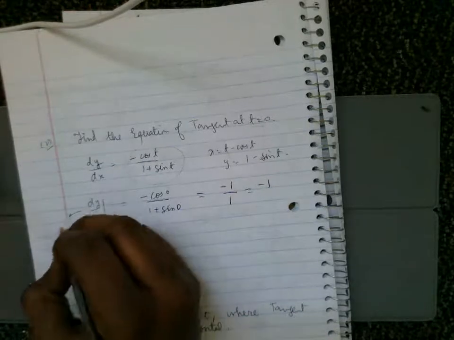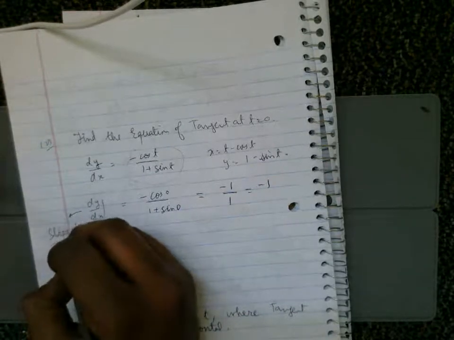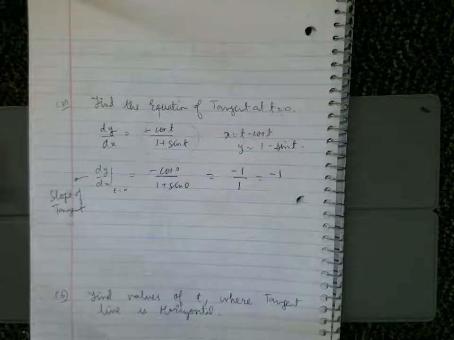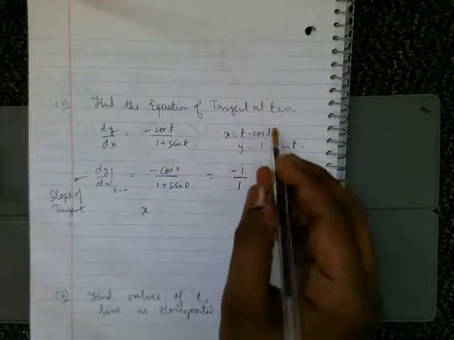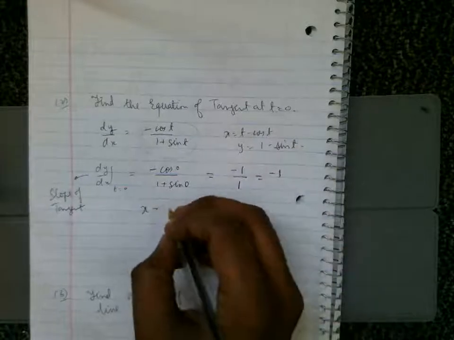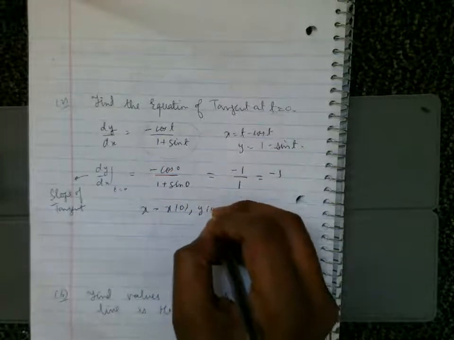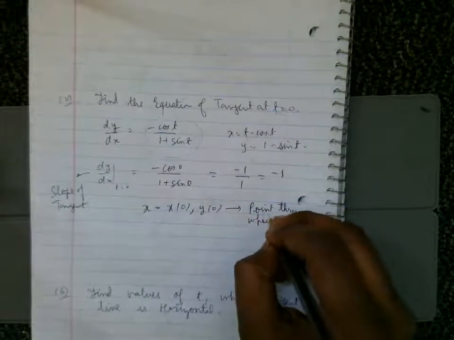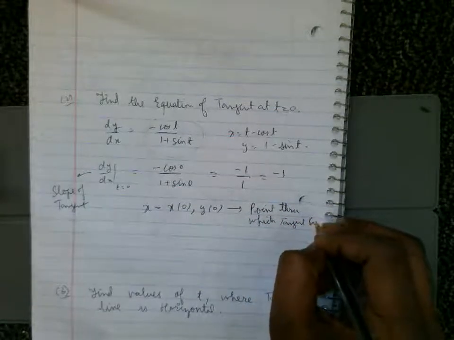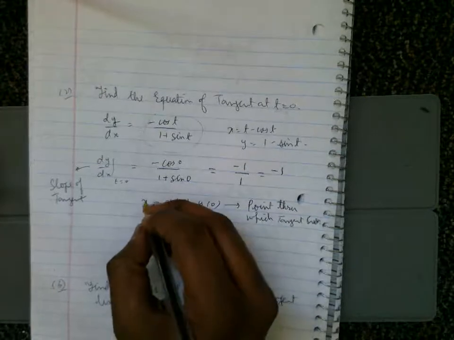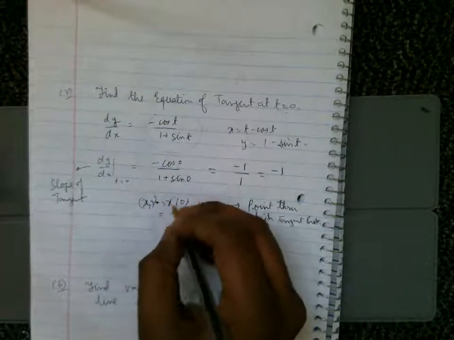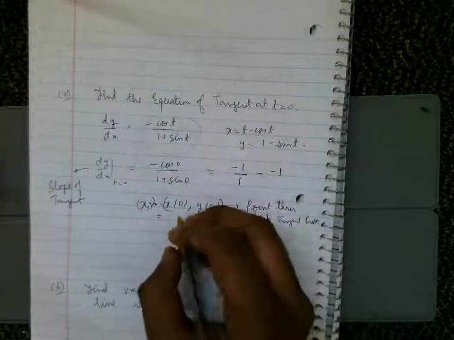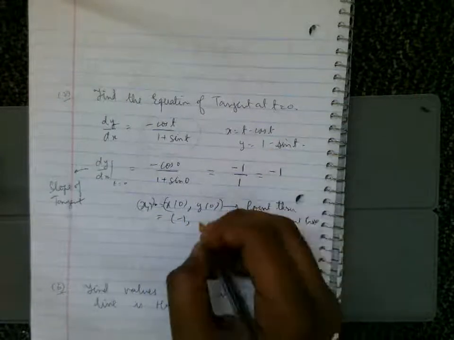So the slope of the tangent is minus 1, and the point of the curve at t equal to 0, x of 0 comma y of 0, is the point through which the tangent passes. So x of 0 is minus 1 and y of 0 is 1.